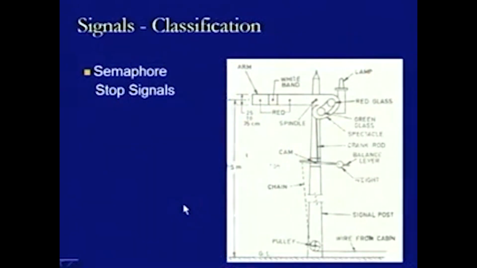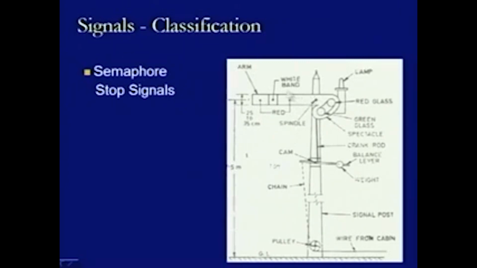Now, we look at this diagram. This diagram tries to define what a semaphore stop signal is and how it looks. In this case, we can see there is a big post located at the ground level, GL. At the top of this post, at some distance, we provide this arm. This is an arm which is pivoted at this location, so we have the spindle with respect to which it will go up or down.